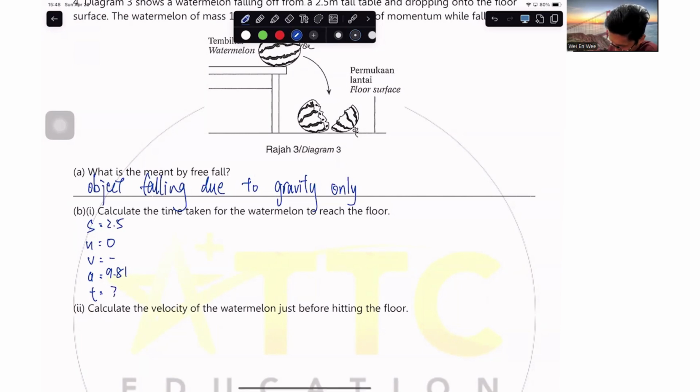The time taken is what you're trying to find, so your formula will be S equals UT plus half AT squared. Okay, please put in your numbers and then find out what is t squared and then find out what is t. I only want the t. You give me the answer for t only.